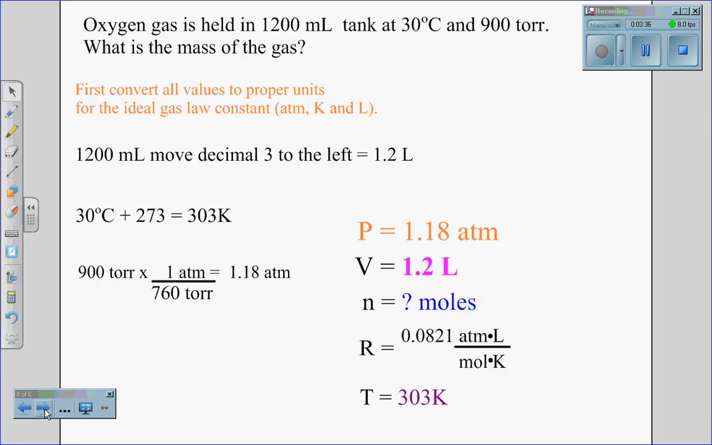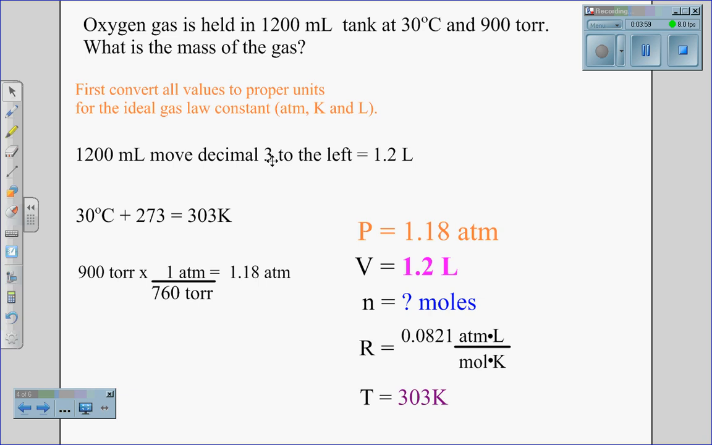Let's look at another sample problem. Oxygen gas is held at 1200 milliliters in a tank at 30 degrees Celsius and 900 torr. What is the mass of this gas? First, convert all values to proper units for the ideal gas law constant. Therefore, we need atmospheres, Kelvin, and liters.